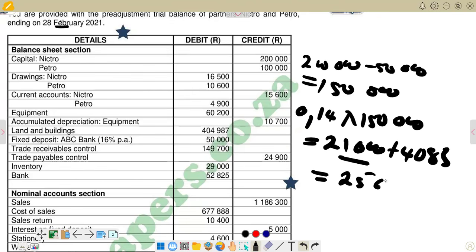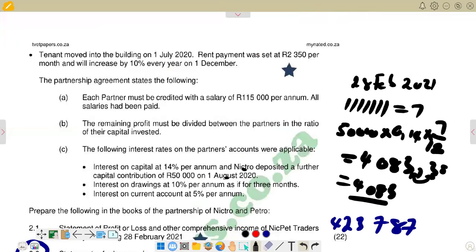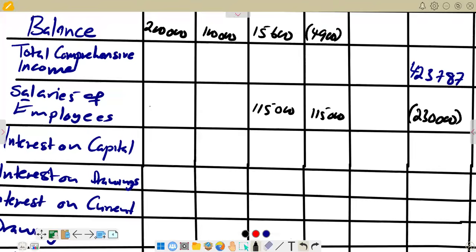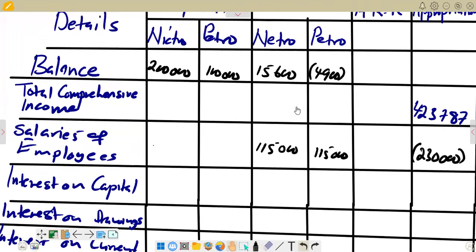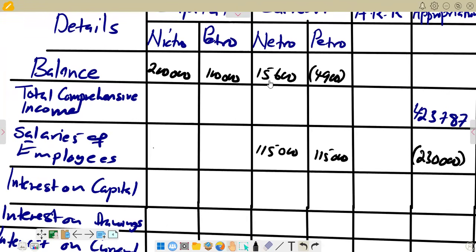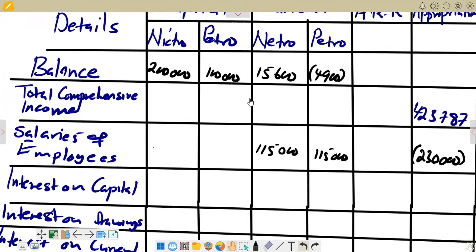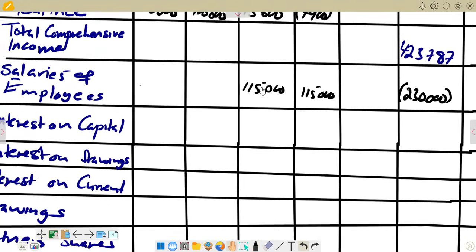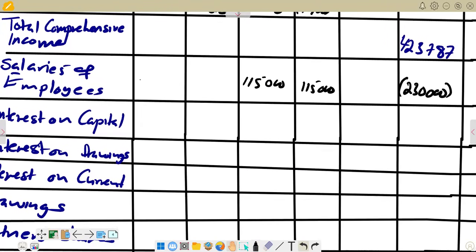So this is the interest for this partner, which is Neutral. So for Neutral, we're going to put 25,083 as our interest on the capital. So we go to the other section, and they're saying interest on capital. Remember the column that we are having for Neutral is this one. So that's where we're going to put that 25,083 for interest on capital. So if you come here, see that this is the column. So we are saying 25,083, this interest on capital for Neutral.